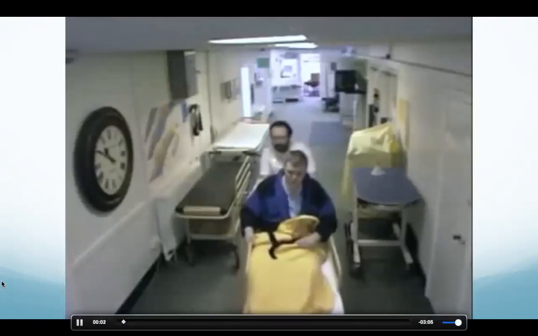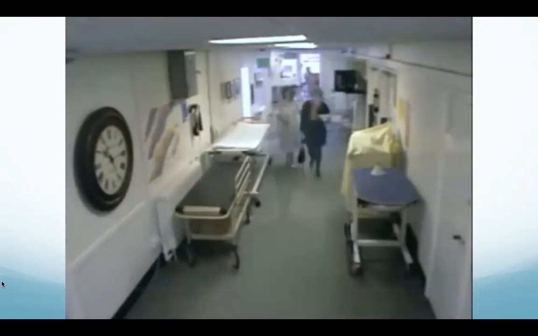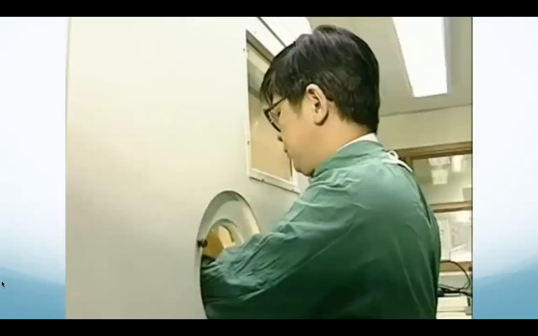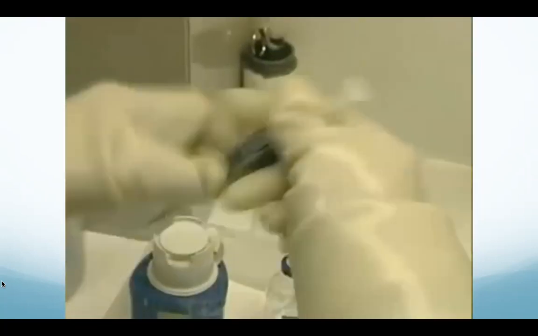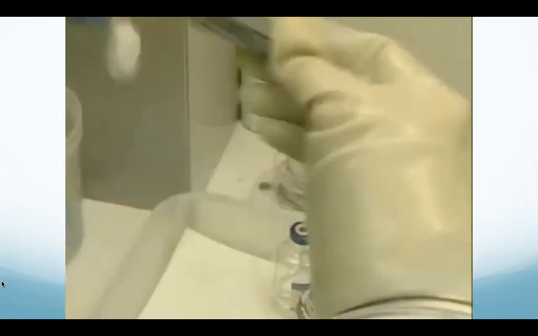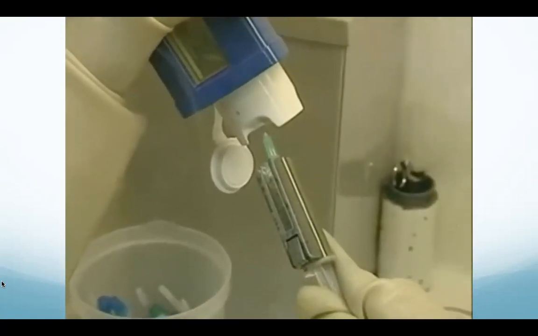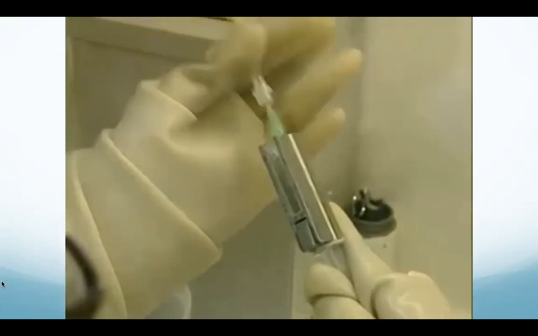The nuclear medicine department of a hospital uses radioactive materials every day. They're used to help doctors understand what's happening inside people's bodies. First, a radioactive material called a tracer is prepared in a specially protected area. It's designed to accumulate in a certain part of the body. This syringe contains a tracer called technetium-99m. It emits gamma radiation and is one of the most commonly used radioactive materials in nuclear medicine.